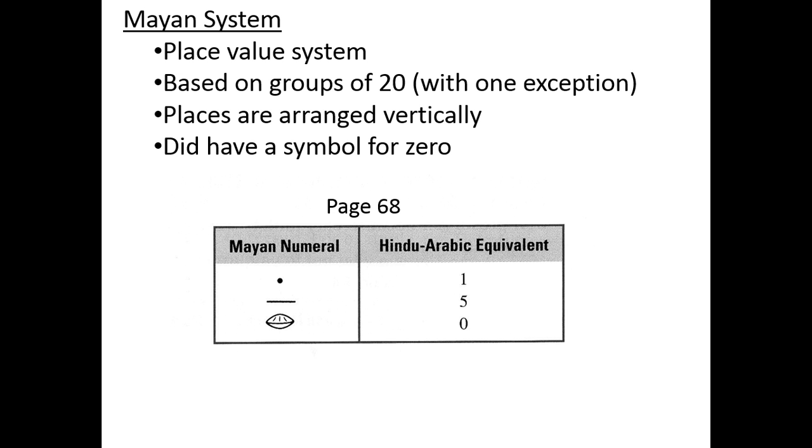And the symbols that they used, you'll find on page 68 of your book, they only needed 3 symbols. The dot represented 1, the horizontal line represented 5, and then the symbol that looks kind of like a clamshell represented 0.